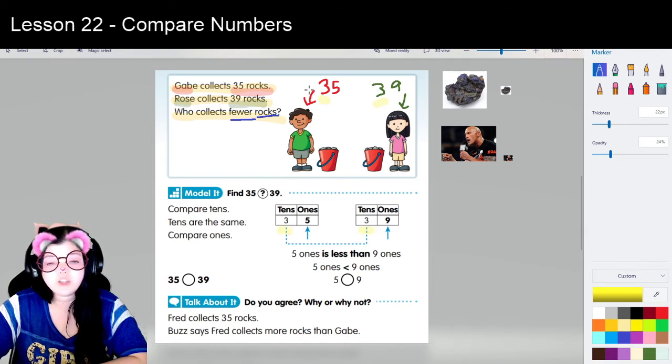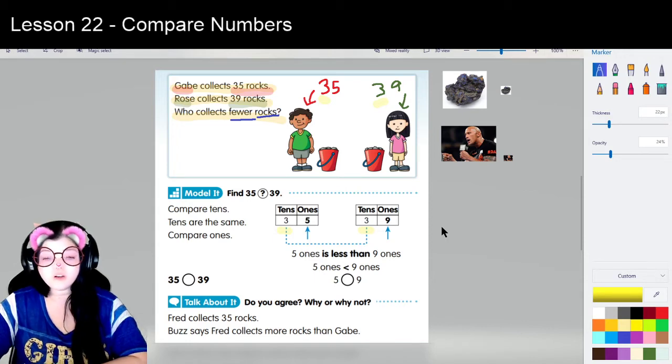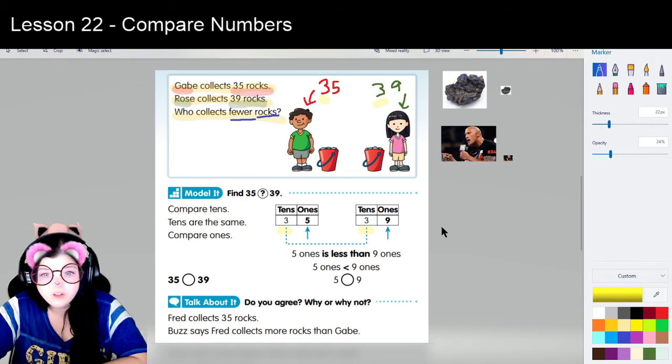When I look at my place value, 35 has 3 tens. And when I look at 39 and my place value for tens, 39 also has 3 tens. So if they have the same number of tens, what do I have to do to figure out which one is greater than or less than? How do I tell which number is bigger or which number is smaller?